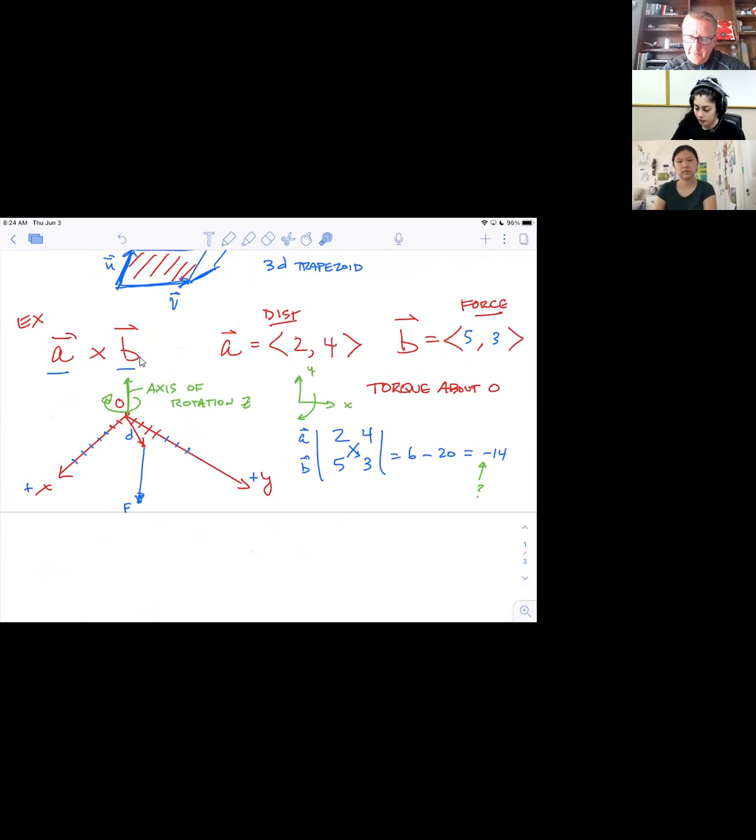6 pounds of force. And it's at a distance of, well, the square root of 2 squared plus 4 squared, the square root of 20. That's how much desire this would have to rotate. That's what a cross product is accomplishing.